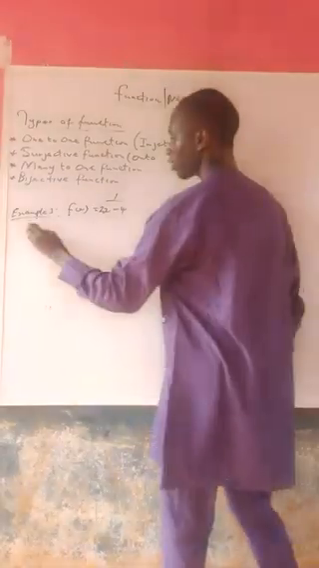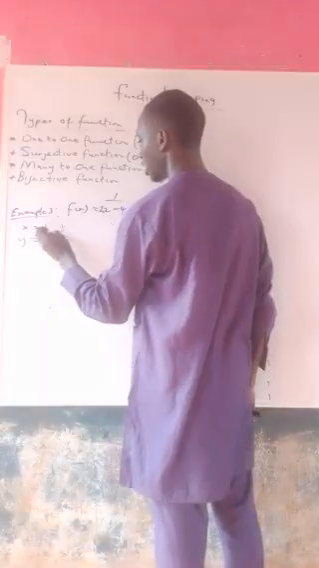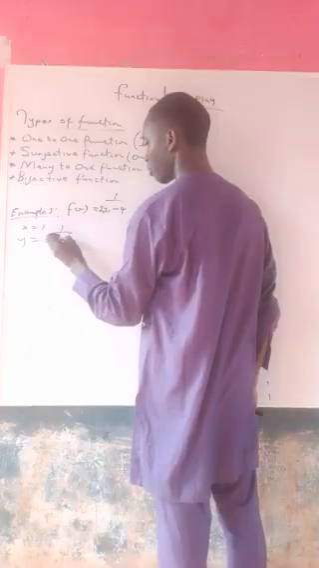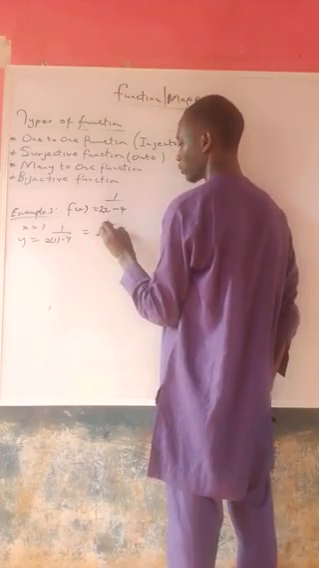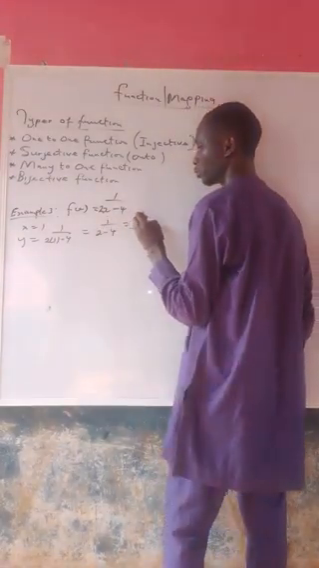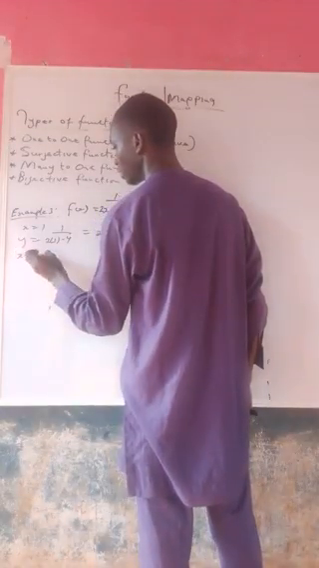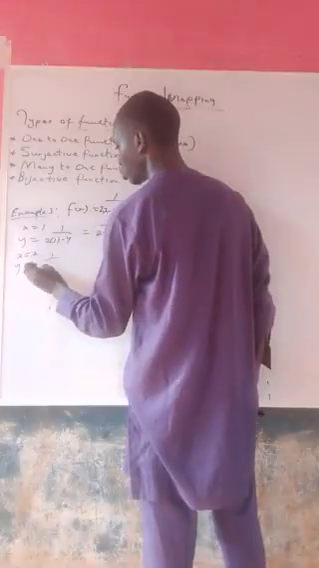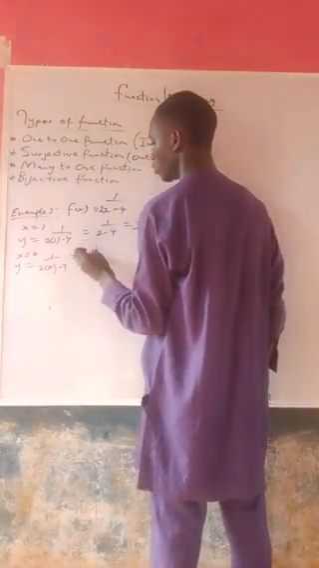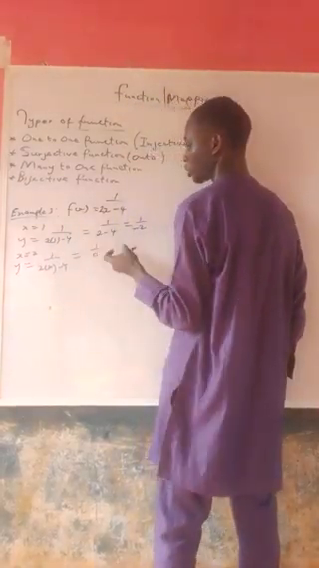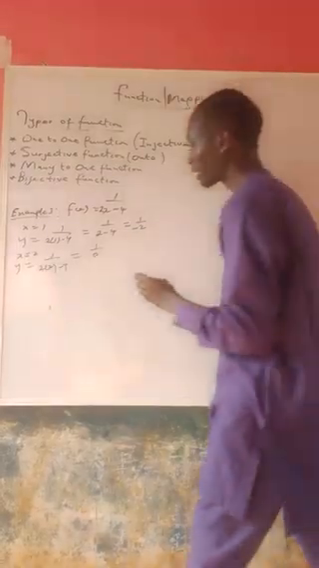Let's check. When x equals 1, we are going to have y equals 1 over 2 into 1 minus 4, which is equal to 1 over 2 minus 4, which is equal to 1 over negative 2. Okay? When x equals 2, this implies that y equals 1 over 2 into bracket 2 minus 4, which is 1 over 4 minus 4, which is 0. The function is not defined at this point.